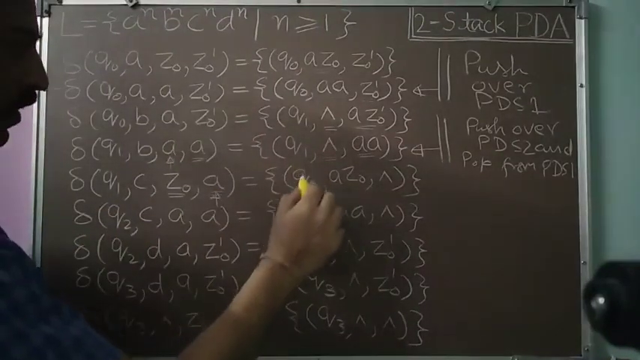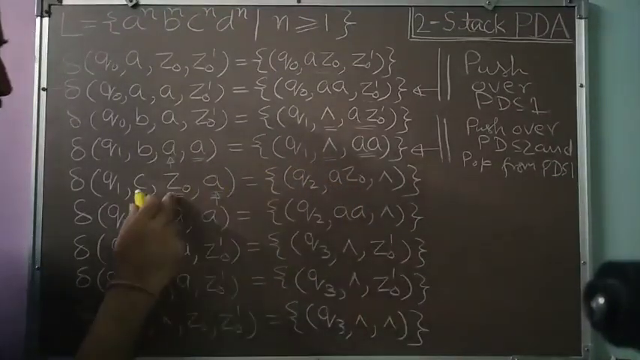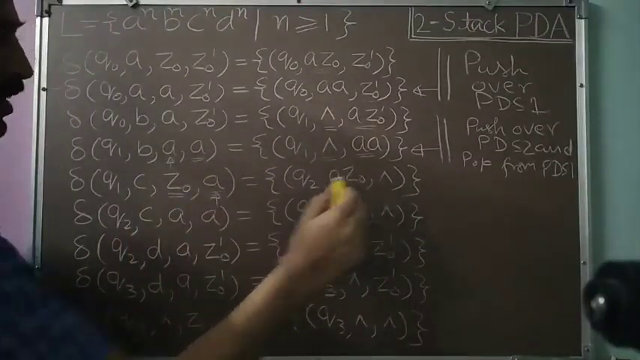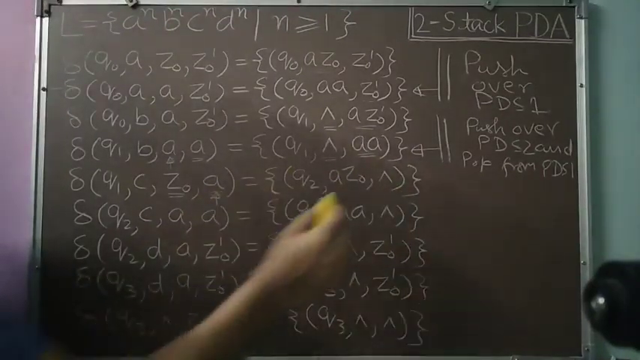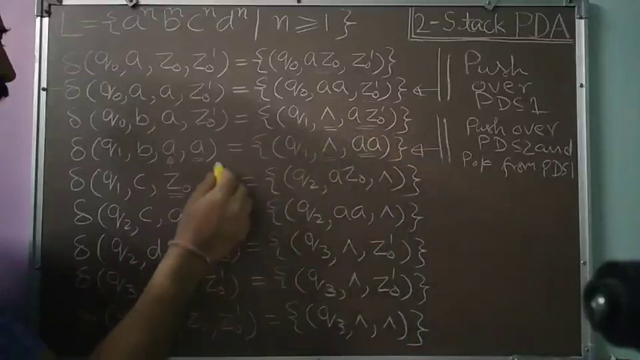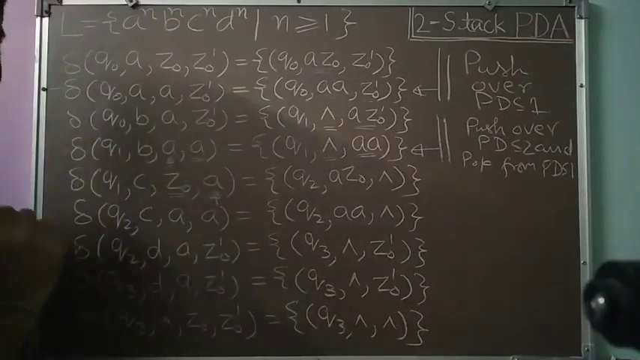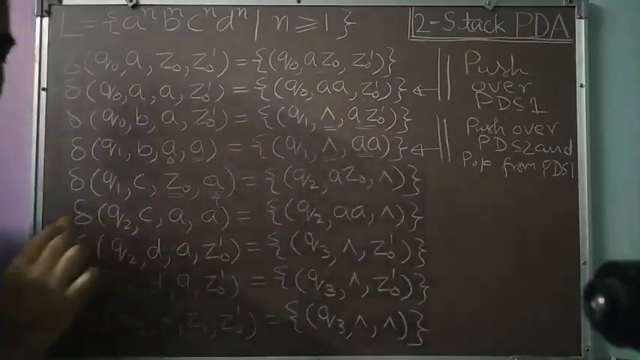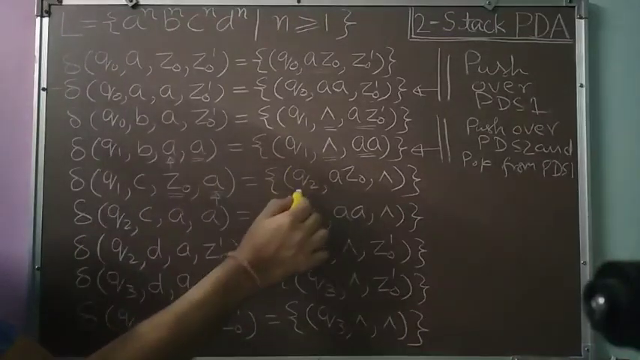Okay. So we will change our state to Q2 because our operation has changed. So now because here we have to push, we will write AZ0 here. From here we have to remove, so we'll write null here. Okay. So in this manner, the topmost symbol from the PDS2 will be erased and it will be pushed over the PDS1.